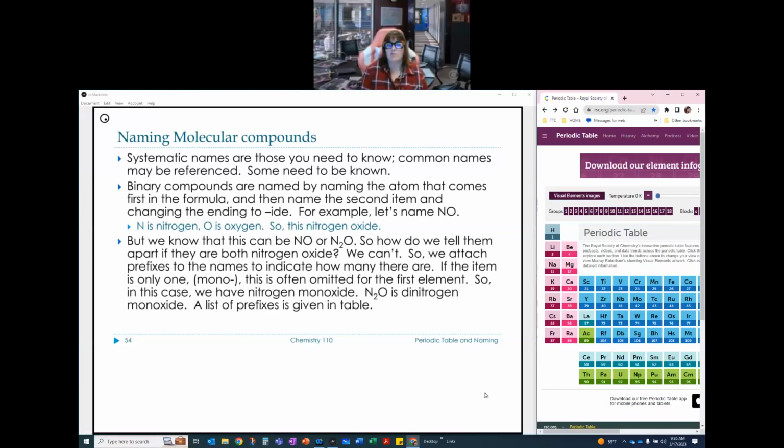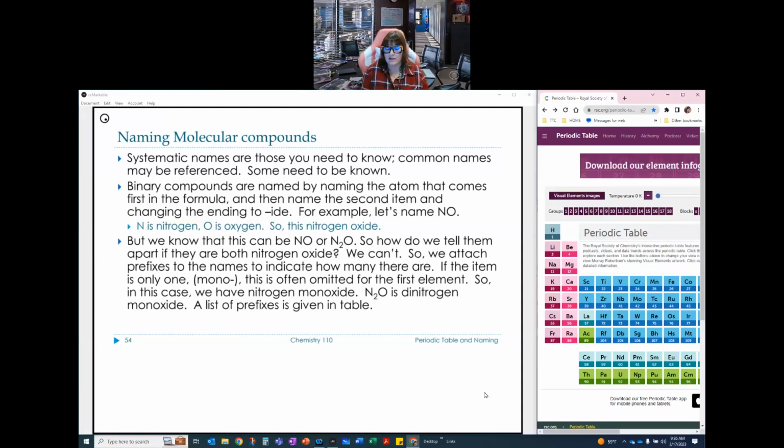That's fairly common. Binary compounds are named by naming the atom that comes first in a formula, and then name the second item, changing the end to "ide." Oh, this sounds so familiar. This is what we did before. So NO would be nitrogen oxide. Okay. But we know that NO can also be N2O or NO2. So how am I going to tell those apart? Well, that's interesting, because there's not a fixed ratio that these two things have to come together in. So we need to make sure that we indicate which one we're talking about.